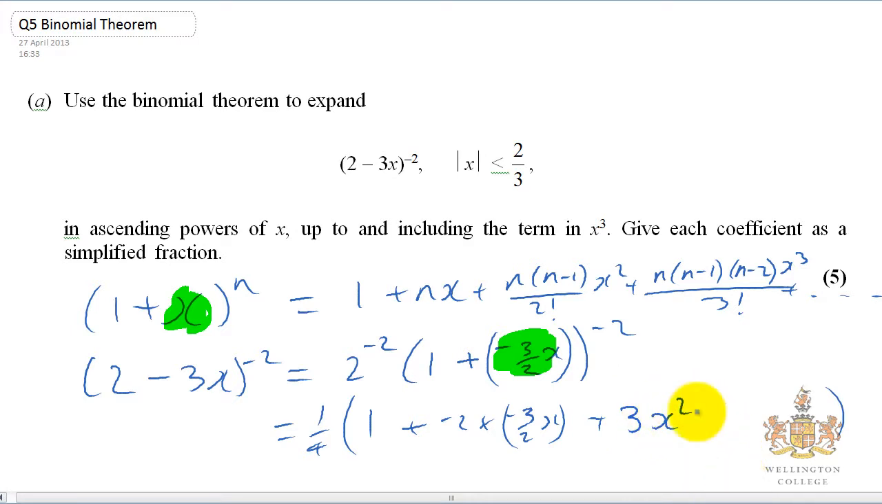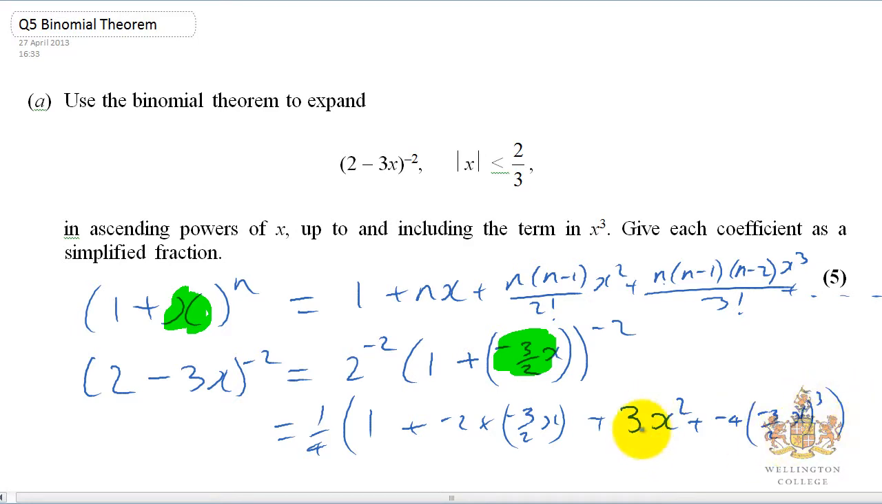And we can do the same with the x cubed term. We've got -2 times -3 times -4, and we're going to divide by 3 factorial, which is the same as 2 times 3, so these two will cancel. You've just got to check your signs: minus times minus times minus, an odd number of minuses, so that will end up as -4 once you've cancelled it all down. And the x is just -3 over 2 cubed.